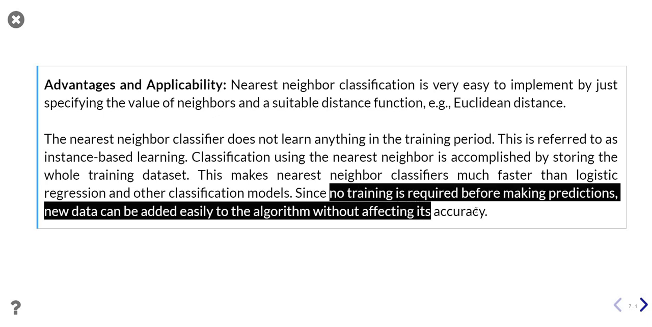You don't need to train each and every time. Whenever you have new data to put in, it will consider the whole data set, find the k-nearest neighborhood, and classify the new data. So it doesn't affect its accuracy. So these are the advantages and applicability of KNN.